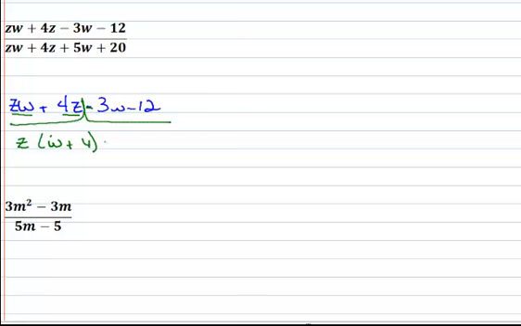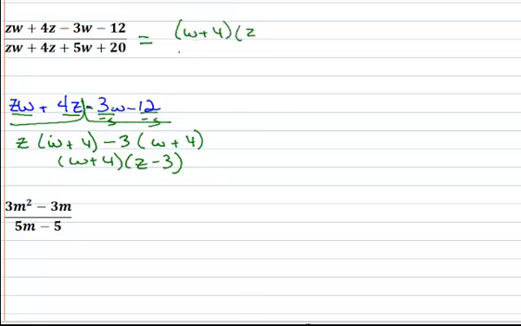Bring down that middle sign. Greatest common factor in the next set of terms is 3. So we divide the negative 3 out, and we're left with w plus 4. Our new greatest common factor is w plus 4. When we divide that out, it's z minus 3. So now we go back up here, and we've got this in factored form.